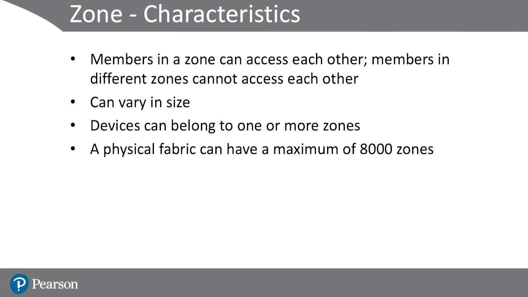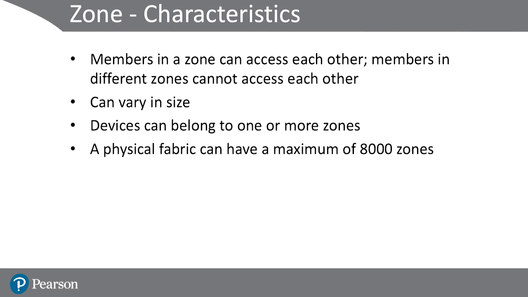Let's talk about some of the characteristics of a zone. A member in a zone can access each other. Members in different zones cannot access each other. Zones can vary in size, and a device can belong to one or more zones. A physical fabric can have up to a maximum of 8,000 zones that you can configure.